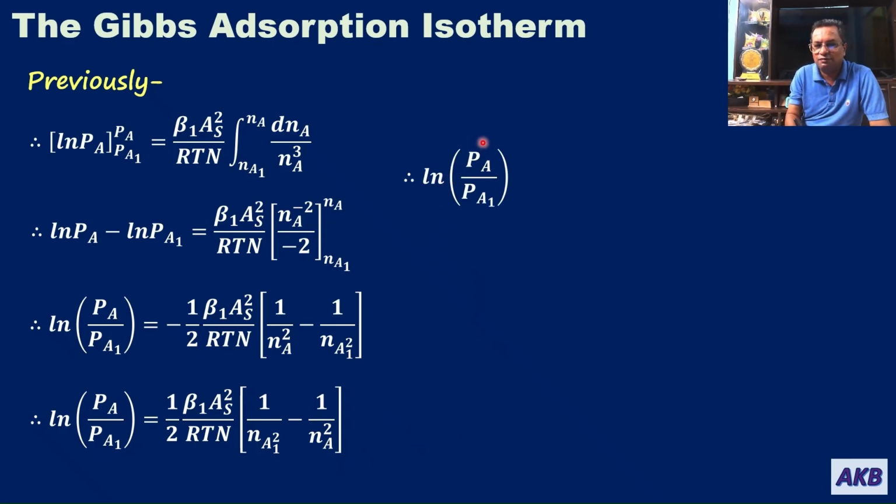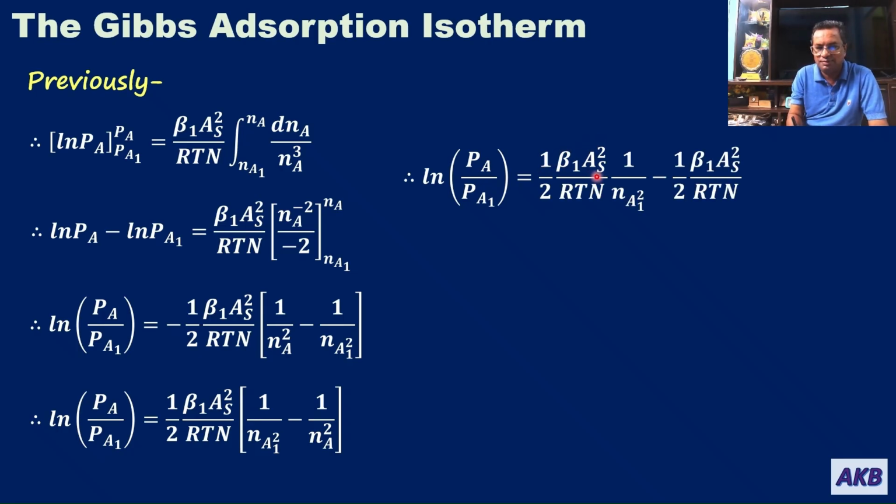So that is ln of Pa by Pa1, that is equal to 1 by 2 beta 1 a square upon RTN, and simplifying it, I am multiplying this into the bracket. So this is 1 by 2 beta 1 a square upon RTN into 1 upon Na1 square minus 1 by 2 beta 1 a square upon RTN into 1 upon Na square, and I'll number it as equation number 7.